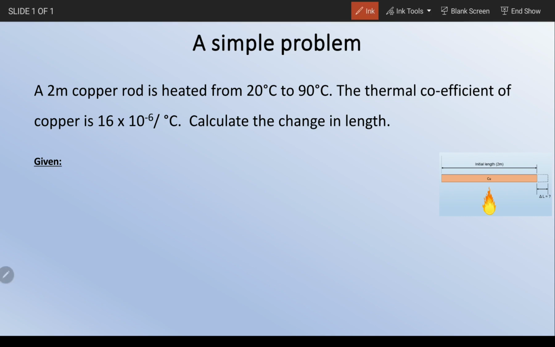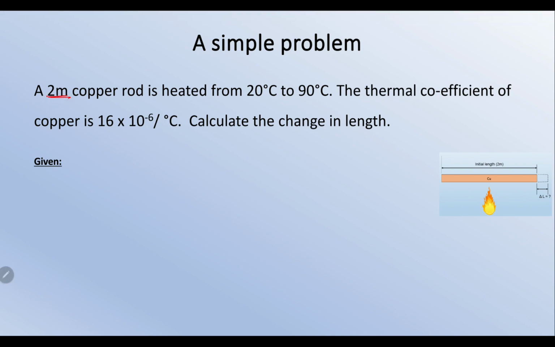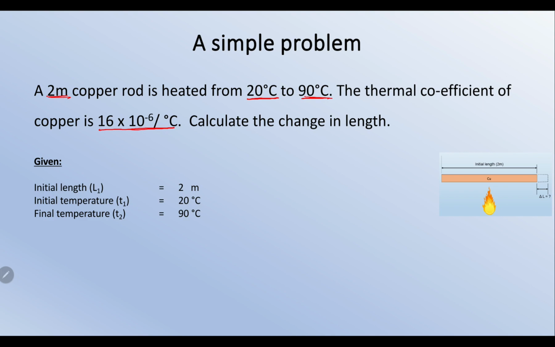So we know that the initial length is 2 meter. Let us write that down. So L1 is 2 meter. And then we know that the initial temperature T1 is 20 and T2 is 90 degrees Celsius. So let us write that down as well. And then we know that alpha, the thermal coefficient of copper, is 16 times 10 power negative 6 per degree Celsius. Let us write that down as well.